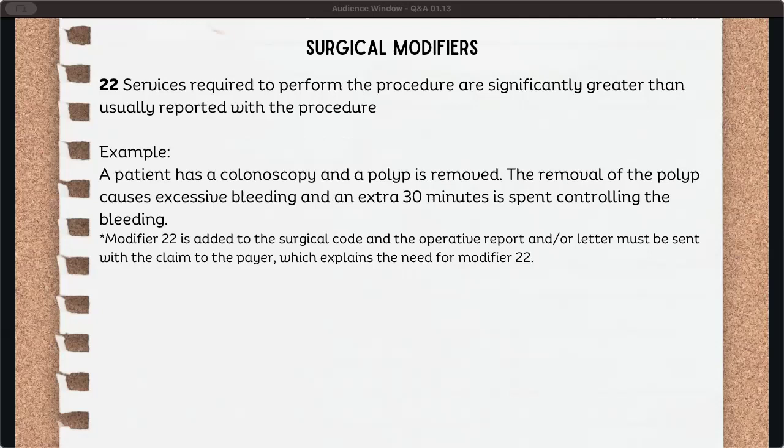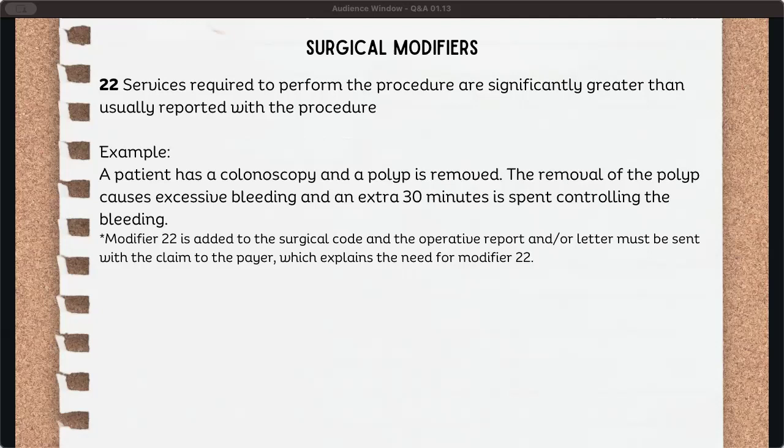So your modifier 22 should be reported to the procedure code. Okay. If for some reason you do have an evaluation and management service on the same day, then it should only be reported on your procedure codes. Now, if you have an evaluation and management service that exceeds the time frame, you would not ever report a modifier 22. At that point, you would report the prolonged services codes for your evaluation and management. Okay. So just remember your modifier 22 is only going to be reported on surgical services.